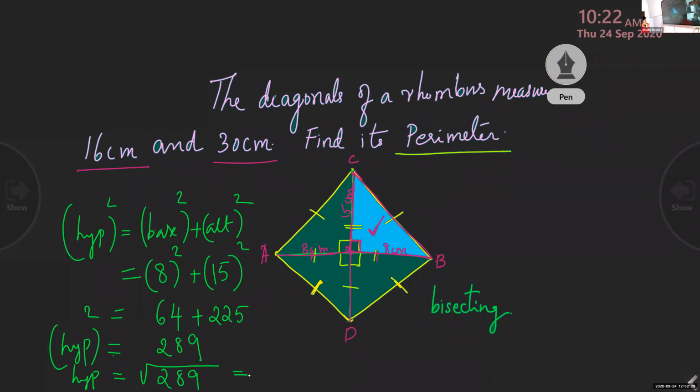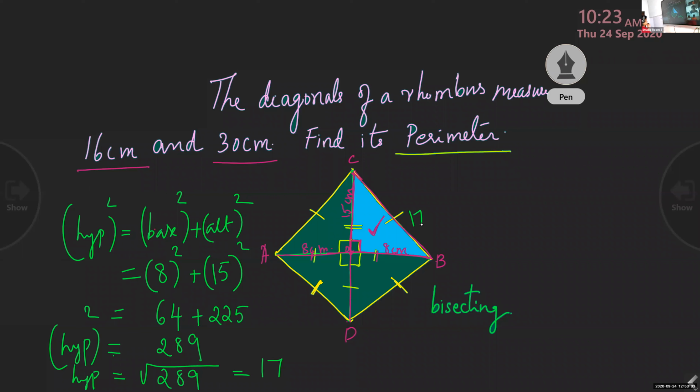Is it 18? You are getting 9 at the end, no? So what will be the number? 30 into 30 is not 289. What is the square root of 289? 17. Isn't it? Check 17 into 17. It is 289. Now you got this side as 17.